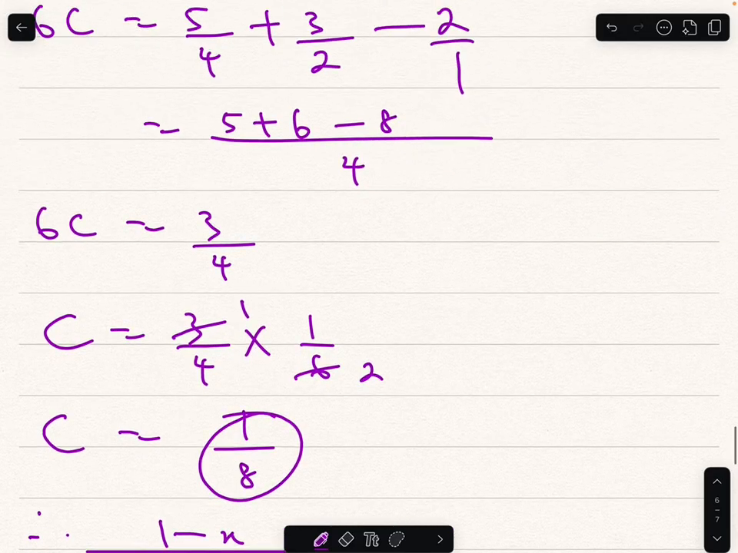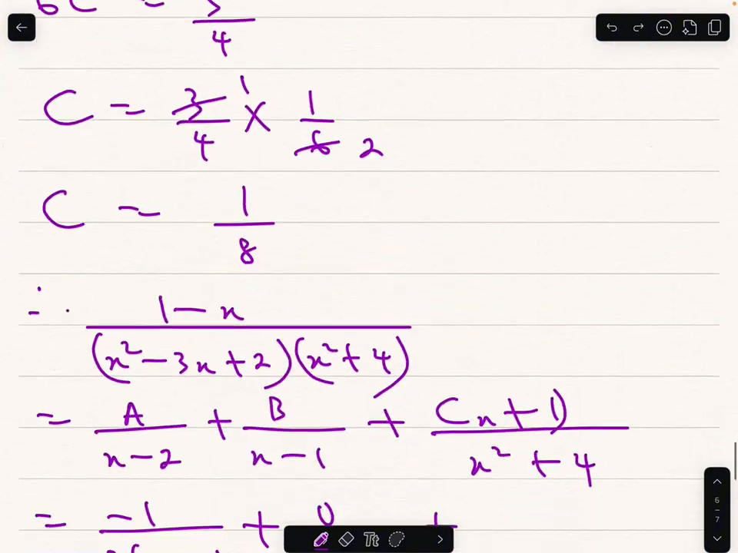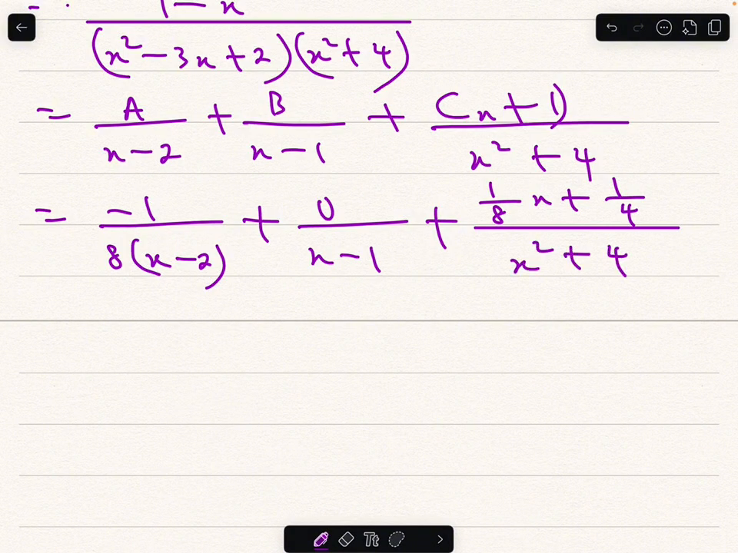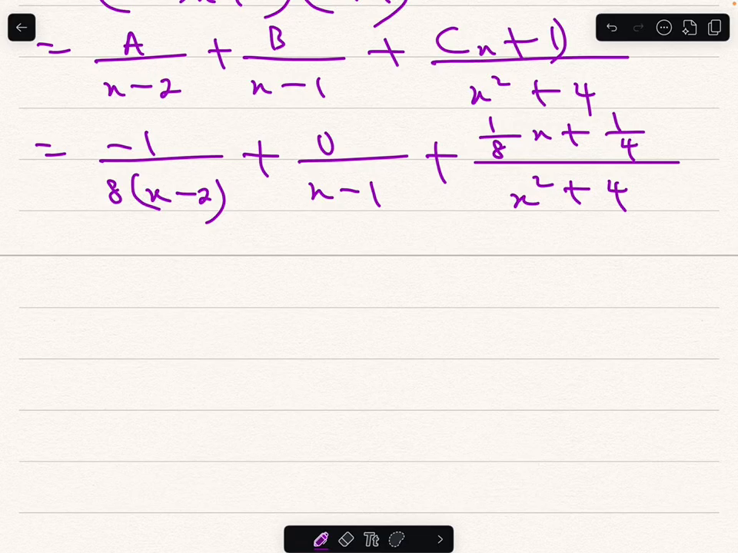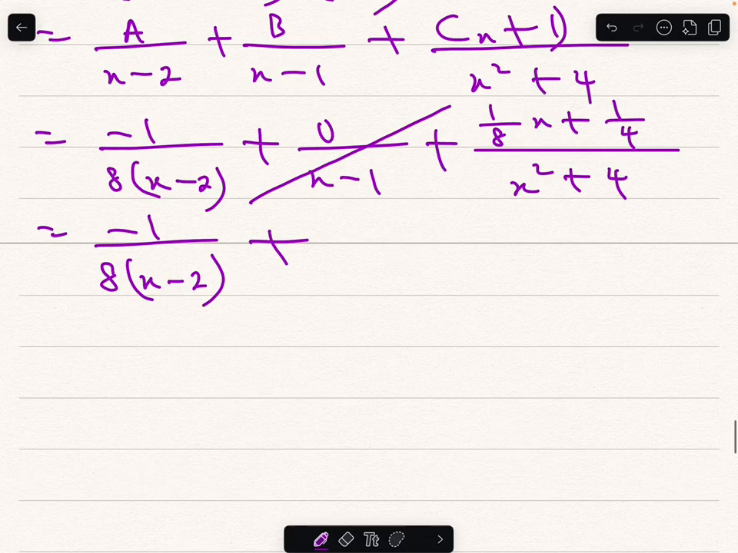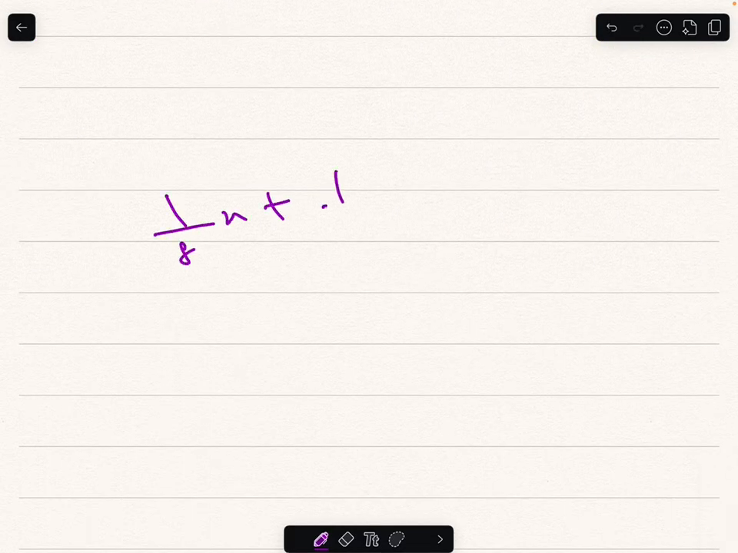C is 1 over 8 and d is, what's d? D is 1 over 4. That means, let me write this way, plus 1 over 8x plus d, which is 1 over 4, and the whole of that all over x squared plus 4, which simply means minus 1 over 8 into bracket x minus 2. Of course, this is 0 plus. Now let's merge these two fractions. 1 over 8x plus 1 over 4.